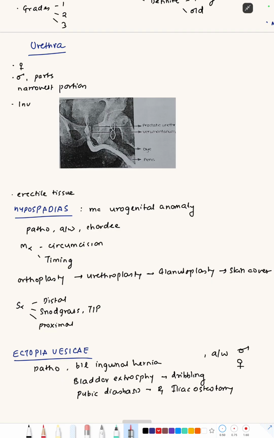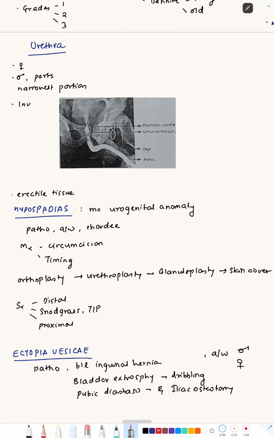So chordae is basically the downward bending of the penis, and while the penis is erect, it is prominent, but it leads to difficult intercourse, and that can lead to infertility. So this is chordae, basically downward bending of the penis.